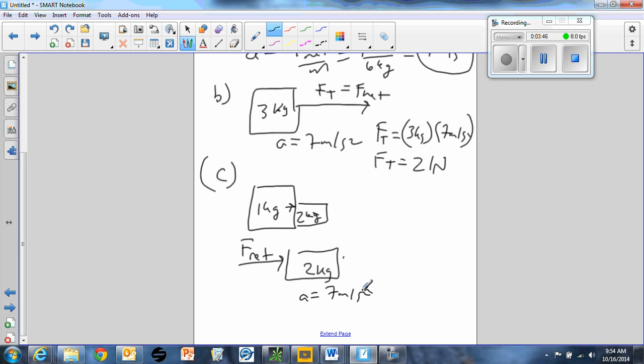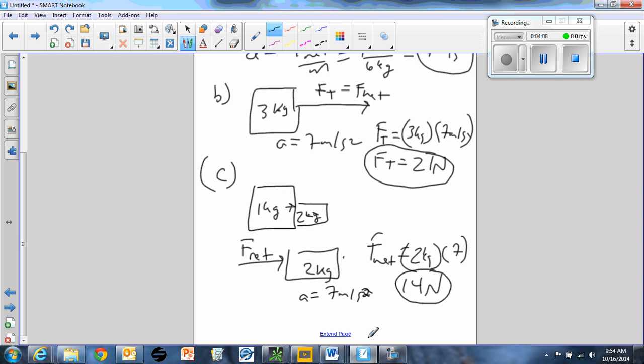So therefore, F net, from the 1 kilogram block, equals 2 kilograms. Remember, m times a times 7. That's meters per second squared. That's 14 newtons. That makes sense because 2 kilograms is a third of the total mass of the system, and 14 is a third of 42. So there's different ways you can think about this, but F net equals ma. That's the big one we use over and over and over, and you have to go from whole system to smaller parts when you think about this one.